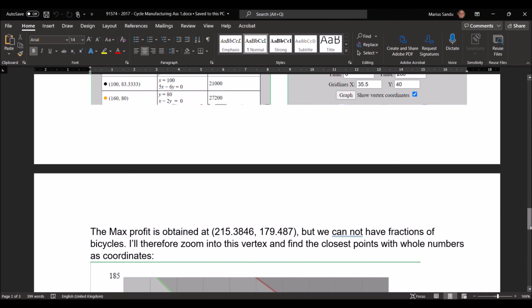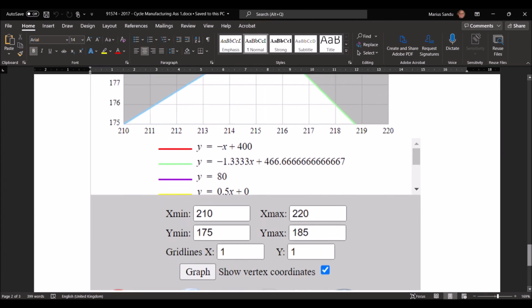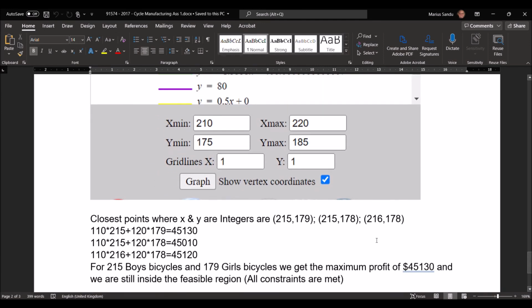I have taken a snip of that last diagram. I state those points. The closest points where x and y are integers and they are inside the feasible region are 215, 179, 215, 178, 216, 178. And then I plug those values into the objective function for profit, and I get the highest profit of 45,130 if I make 215 boys bicycles and 179 girls bicycles.